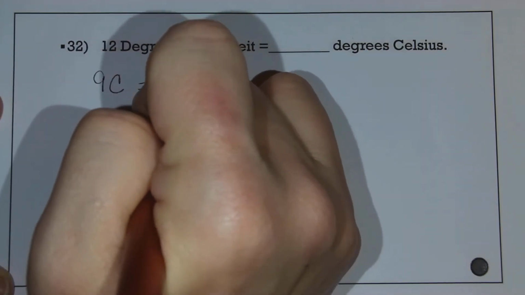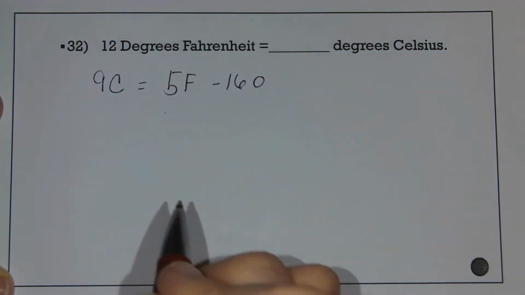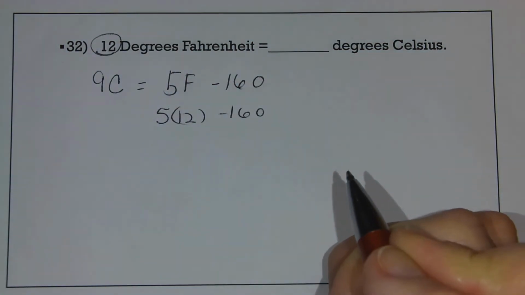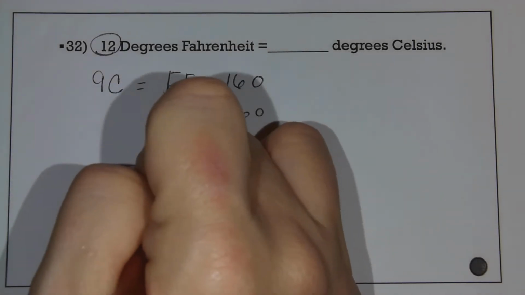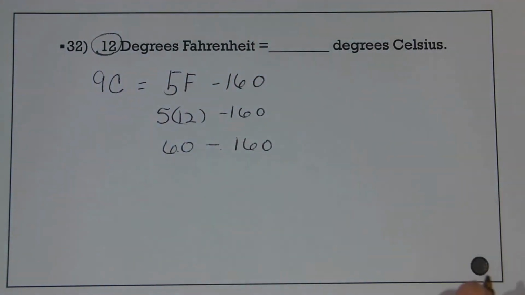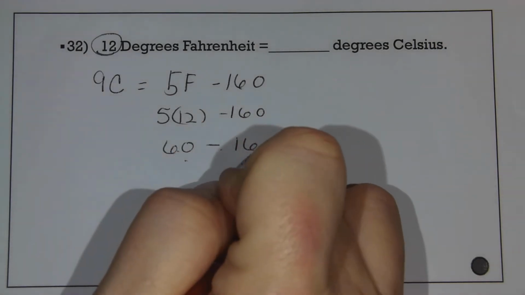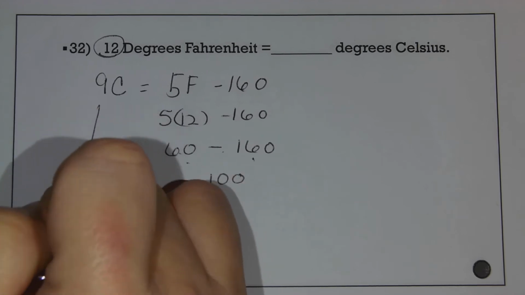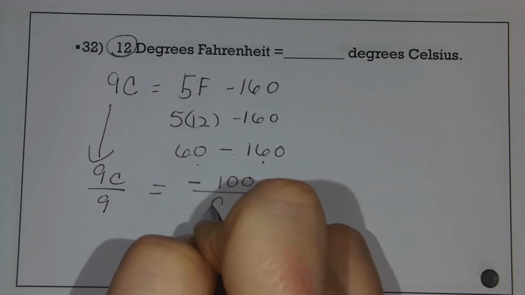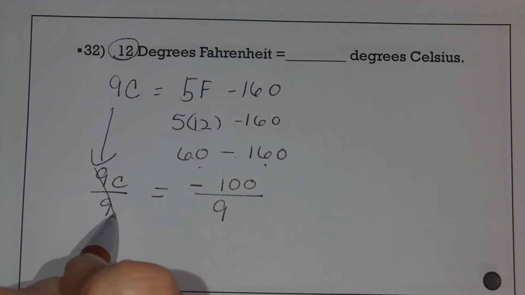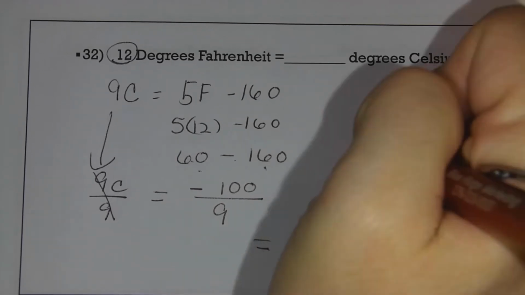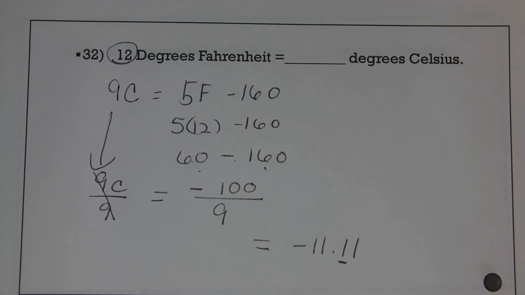Let's see, 9C equals 5F minus 160. Again, you have 12 degrees here, so that's going to be with the 5. So 5 times 12 is going to equal 60. Then you take 60 minus 160, and again you come up with a negative number because you have a smaller number in front of a larger number, and that's negative 100. Then you bring your 9C down and divide each side by 9. That crosses this out, and negative 100 divided by 9 is going to equal negative 11.11. Because the number past the decimal is below 5, you would round this one down, so it'd be negative 11 degrees.